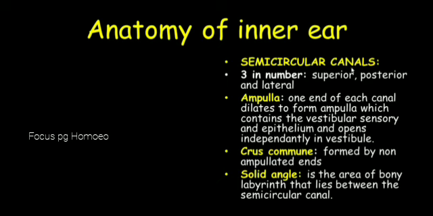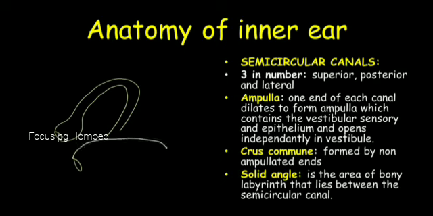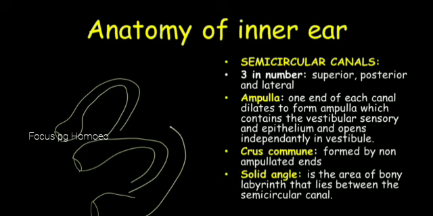Next comes the semicircular canal, so we are going to discuss it. Before that, I would like to draw the image again. I am drawing only the semicircular canals for your understanding. Imagine that these semicircular canals open inside the vestibule. Just imagine that the semicircular canals are three in number: superior, posterior and lateral. So this one is the superior one, then comes the posterior one, and this is the lateral one.